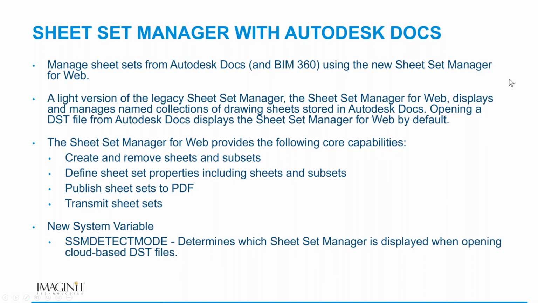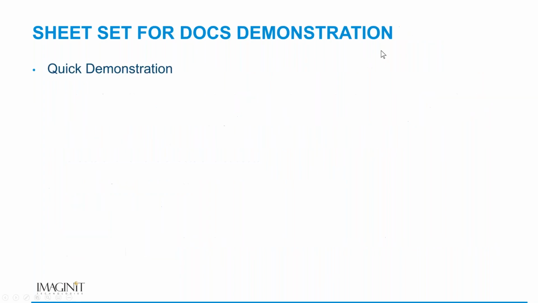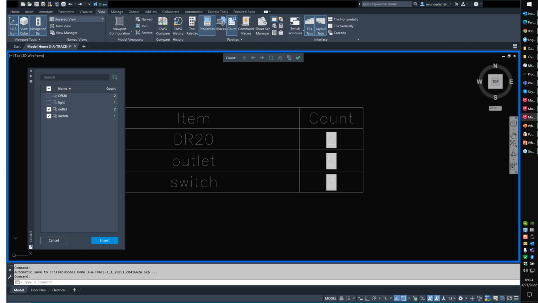Now, for those of you that have been down this path and have stored sheet sets up in the cloud, and it doesn't really matter whether it's Autodesk Docs, BIM 360, SharePoint, or OneDrive, you guys have found that sometimes that causes problems. And as I call it, it usually causes a lot of problems.